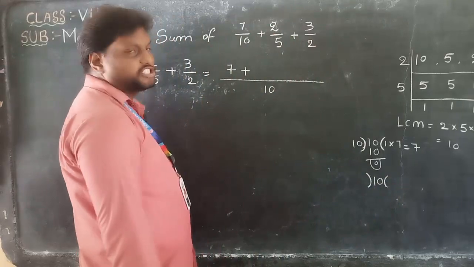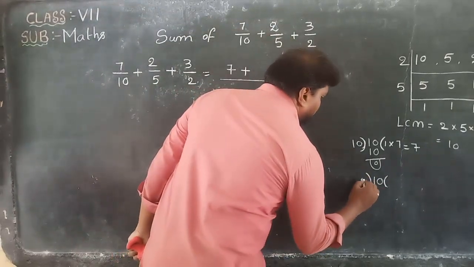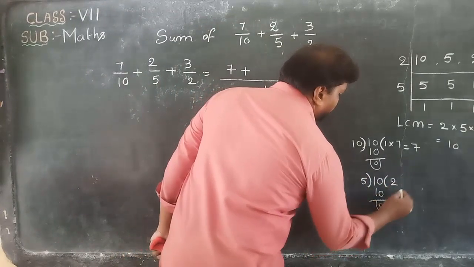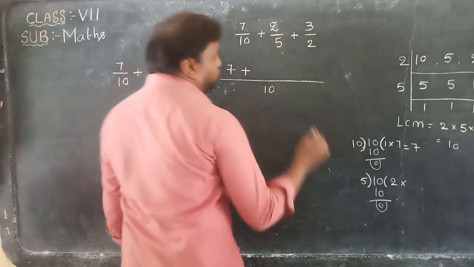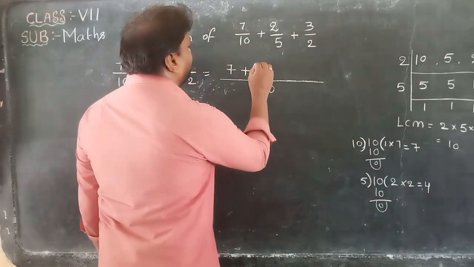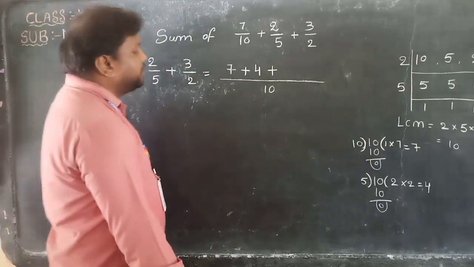Next, same process, take LCM value 10. Now what is the second fraction? The denominator is 5. 5 2s are 10, remainder 0. 2 into 2 is equal to 4, so 4. Plus.